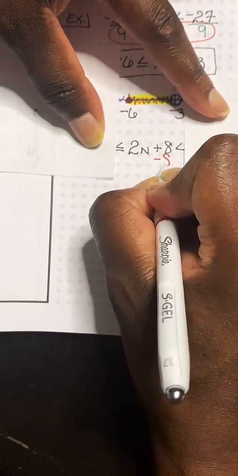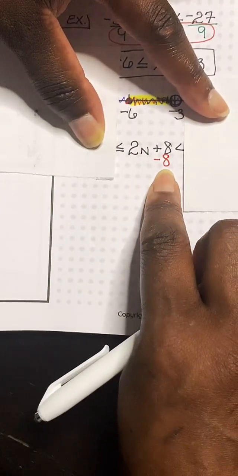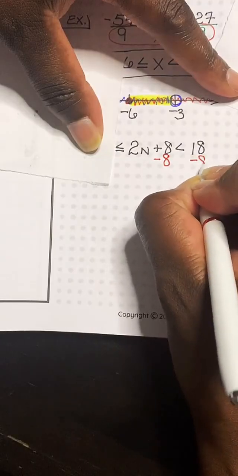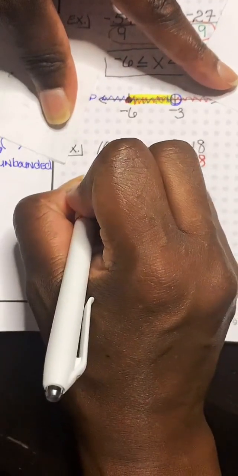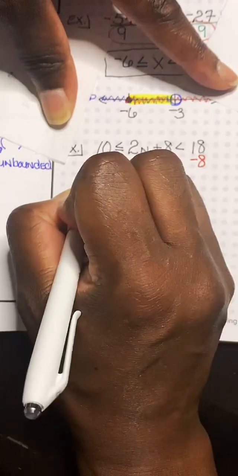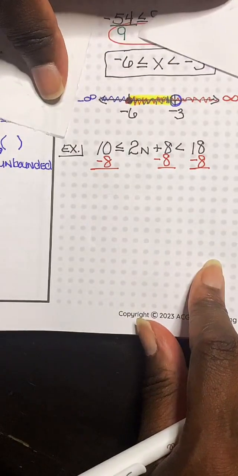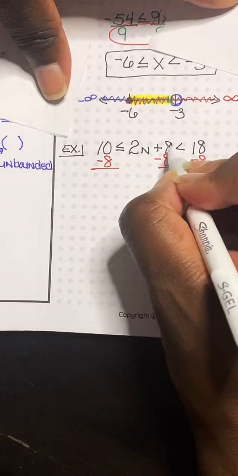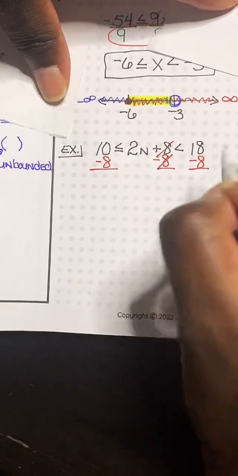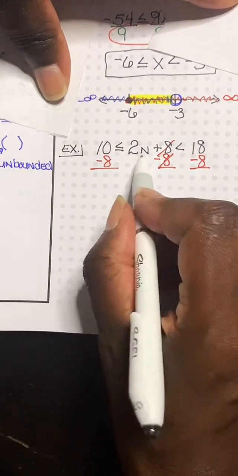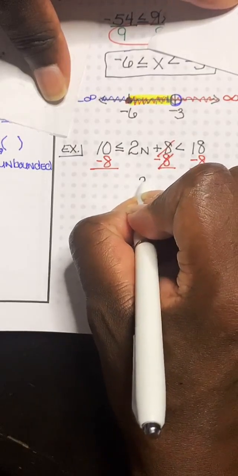We don't want anything. So if I subtract 8 here, that means I have to subtract 8 here as well as over here. Okay, so whatever you do in the middle, you do on the ends. Okay, so 8 minus 8 will give us 0, but we don't need the 0 because we still have the 2n.